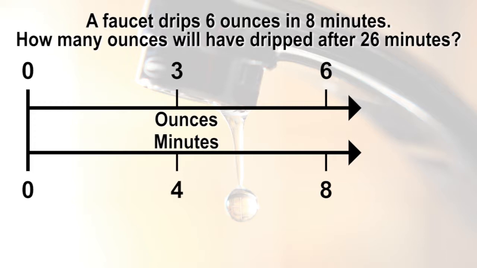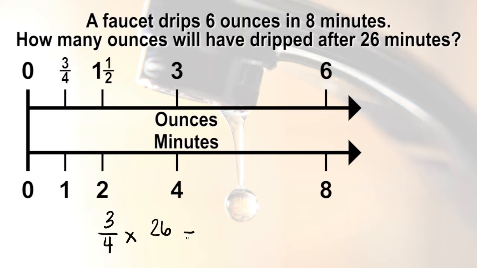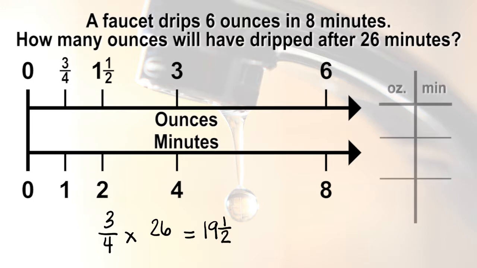If we do that again, we get 3 divided by 2 is 1 1/2 ounces, and 4 minutes divided by 2 is 2 minutes. Let's divide by half one more time. 1 1/2 divided by 2 is 3/4 ounces, and 2 minutes divided by 2 is 1 minute. Our unit rate is 3/4 ounces per minute. Now we can multiply 3/4 by 26 minutes. 19 1/2 ounces.